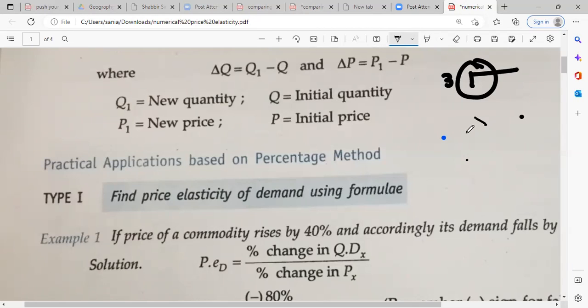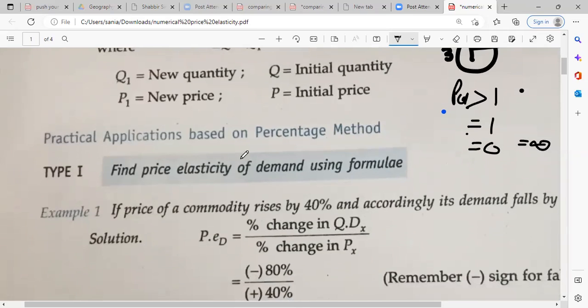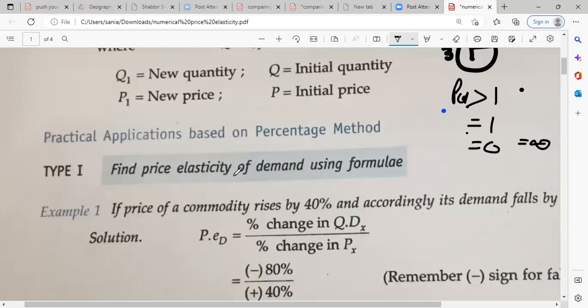Whether the answer you got is less than, for example, you got PED is greater than 1, equals to 1, equals to 0, equals to infinity, like this. Okay, so after this we'll do it. So now first is find price elasticity of demand using formula. So this type 1 is very simple. You just have to use the formula and you will get the answer.